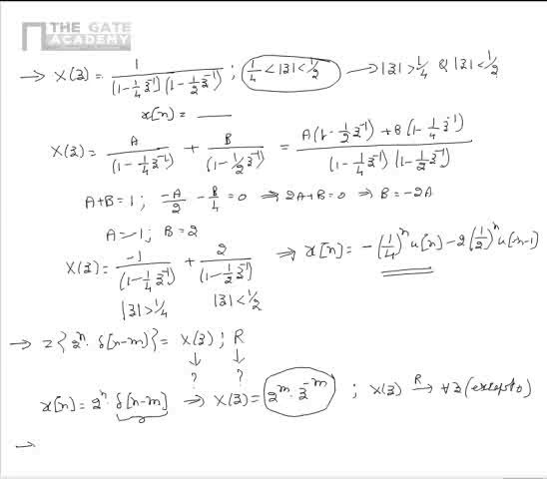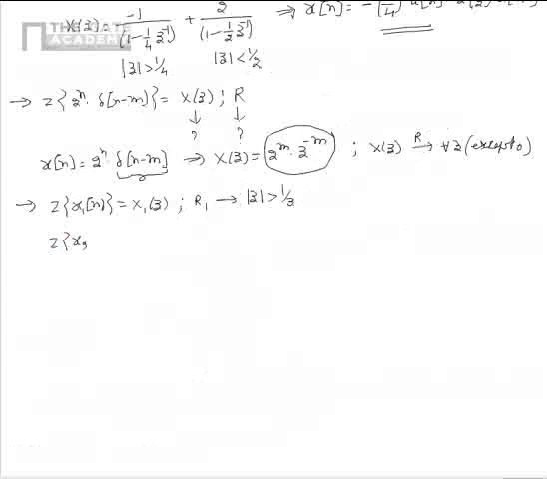Now let us look into another problem, as per which it is given that the z transform of a signal x1 of n is x1 of z and the corresponding ROC is R1, which is given as mod z greater than 1 by 3, and the z transform of x2 of n is equal to x2 of z with the corresponding ROC as R2.